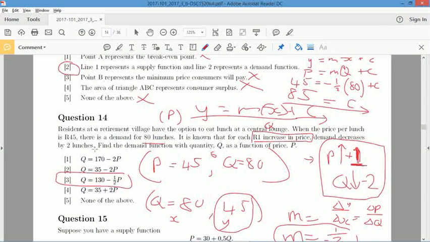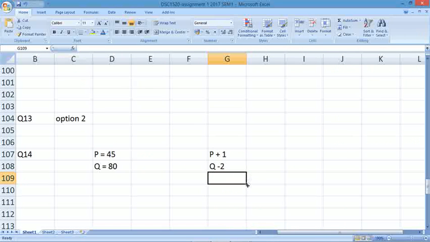Okay, demand decreases by 2 lunches. Find the demand function, quantity Q as a function of price P. Okay, which is what we had. So if we relate what we had earlier, P is going to be my Y. Price is the y-axis, quantity is the x-axis. So price is the y and quantity is the x.